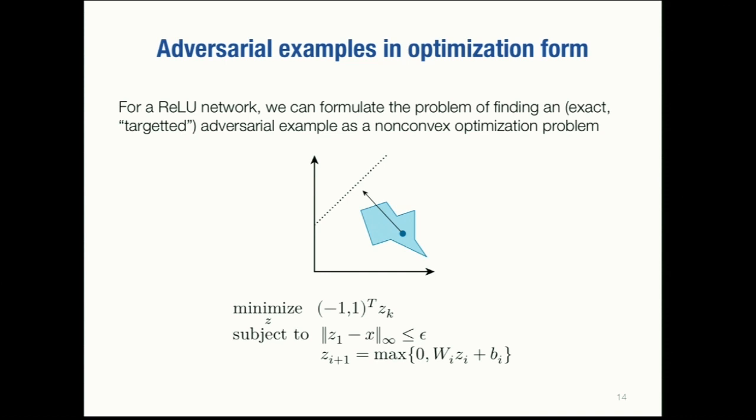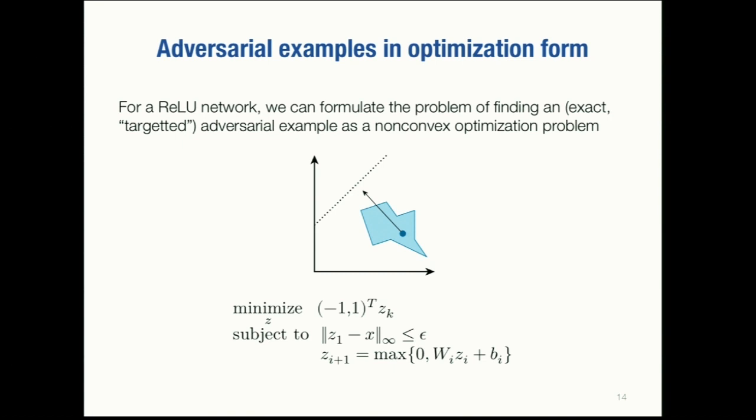So what's the worst case example that maximizes the wrong class while minimizing the logit of the right class? Subject to the fact that the first layer input has to be within epsilon of x, say in the L infinity norm, though we can do other norms as well. And the fact that the hidden units have to evolve according to a ReLU operator. So each hidden unit is equal to the max of 0 and a linear function of the previous layer. So this is the exact formulation of finding an adversarial example for this network. We are going to focus, I should add, on ReLU networks here. You can extend it, but it's actually a little tricky. So we'll focus on ReLU networks for now.